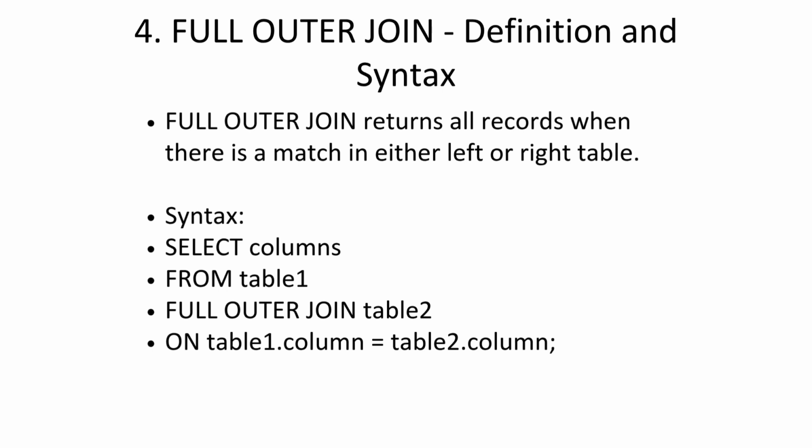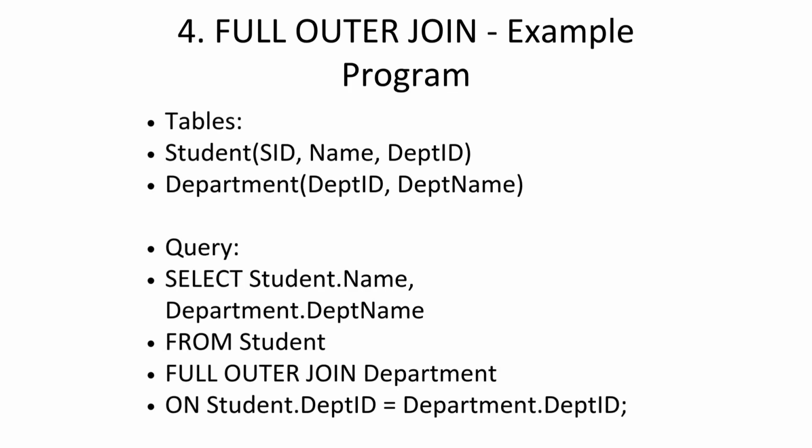Full outer join returns all rows from both the tables with nulls where there is no match. Syntax: select columns from table1 full outer join table2 on table1.column = table2.column; This gives a complete picture of both tables, what matches and what doesn't. It's great for comparing data sets and identifying mismatches.